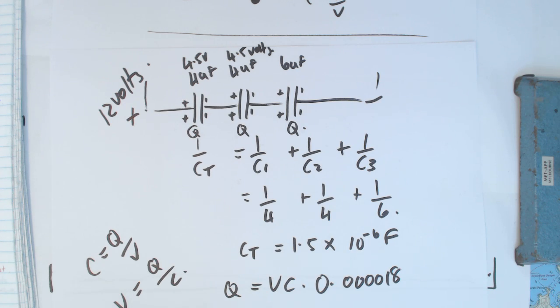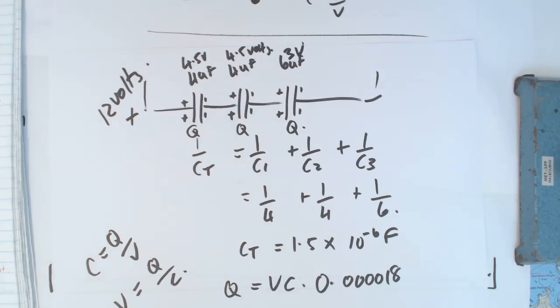So let's do that one. Let's divide that by 6 microfarads. No, it didn't give it to me. Let's do it again. Three, as predicted. So series are a little bit tricky.